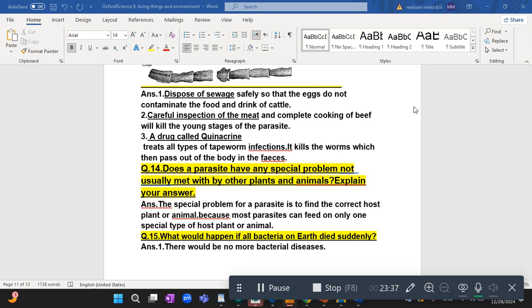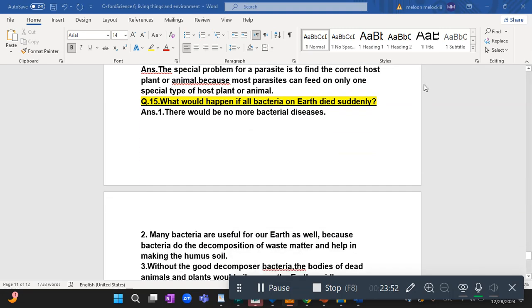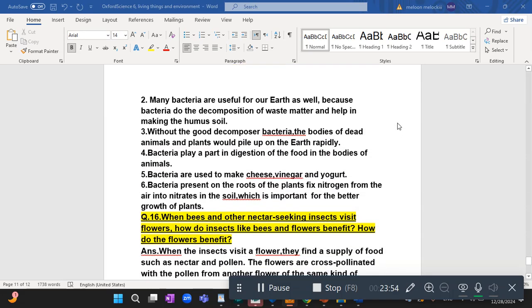You can make the screenshot of the questions and answers. Question 15. What would happen if all bacteria on earth died suddenly? Answer. Number one, there would be no more bacterial diseases. Number two, many bacteria are useful for our earth as well because bacteria do the decomposition of waste matter. They break down the waste matter and help in making the humus soil and they help in making the soil good. The best soil is called the humus soil.